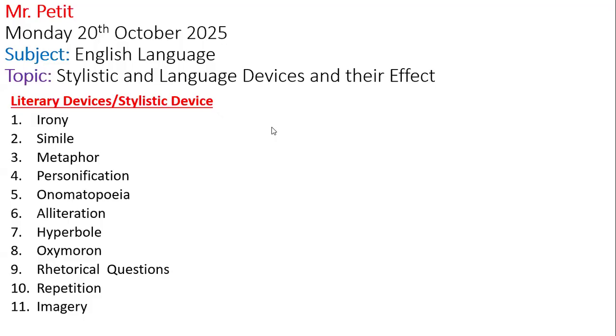What do we mean by onomatopoeia? A word that makes a sound. Very good. A word that makes a sound, like, for example, boom and crash. Exactly. Very good. And then we have alliteration.